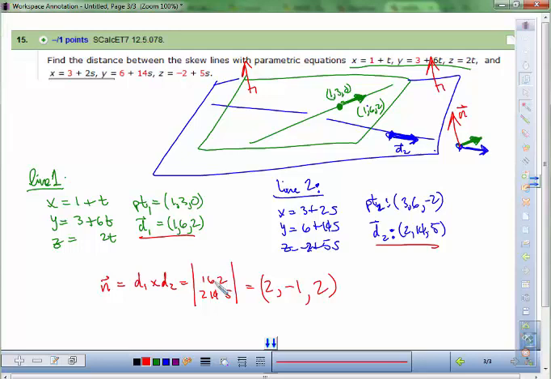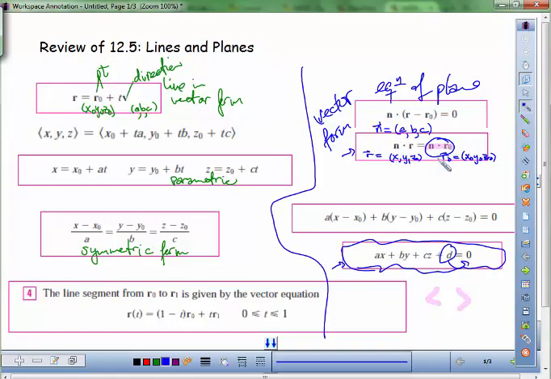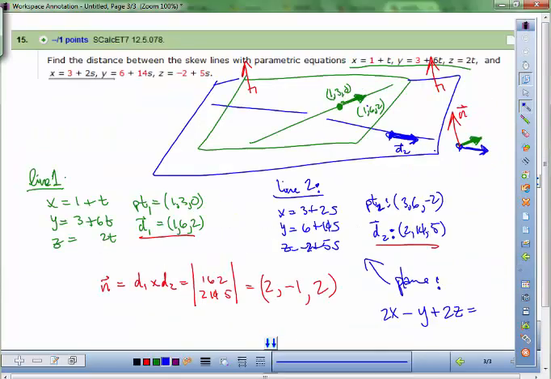So, now that I have my normal vector, we can find the equation of one of the planes. I suppose it's just as easy to find both of them, right? So, let's find the equation of this plane right here. So the equation of the plane is simply going to be the normal vector as coefficients of the x, y, and z. So that's 2x minus 1y plus 2z is equal to, and now we want to take the dot product of the normal and the point, right? And so that was from this business over here.